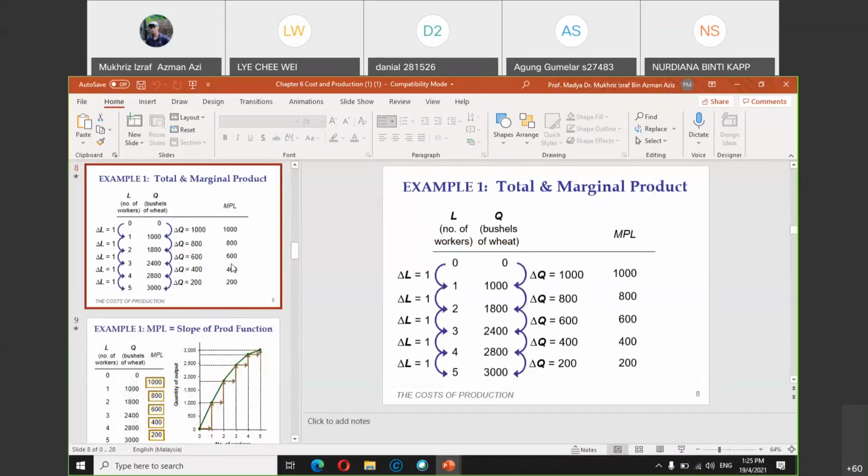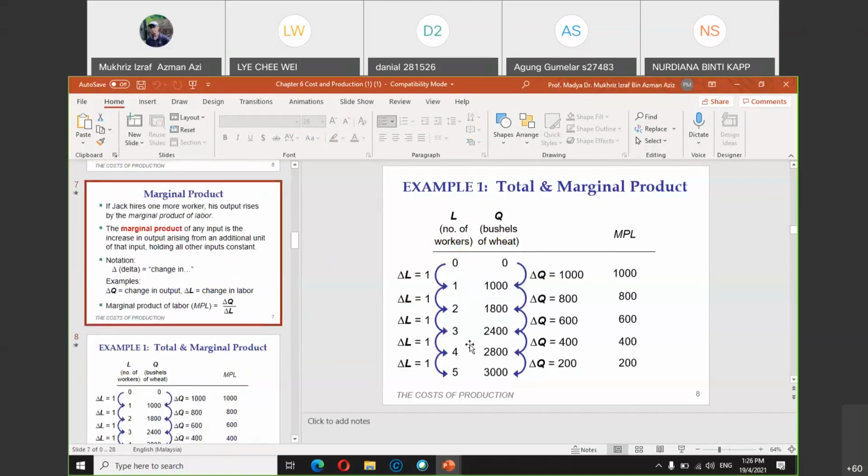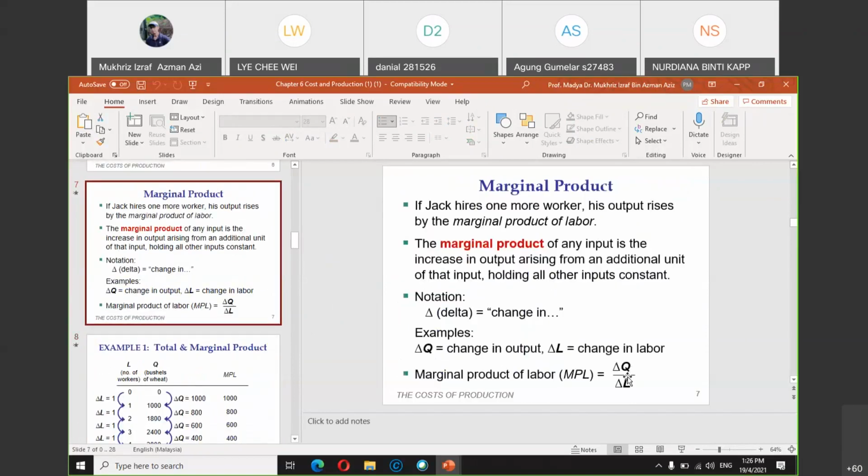So in the previous slide just now, you can see that MPL will be the change in output divided by the change in labor, because labor changes by 1 unit at a time. So MPL, or marginal product, will just be equal to the changes in the output, because the increment in labor is every time by 1 unit. But the main formula would be change in Q divided by change in L.